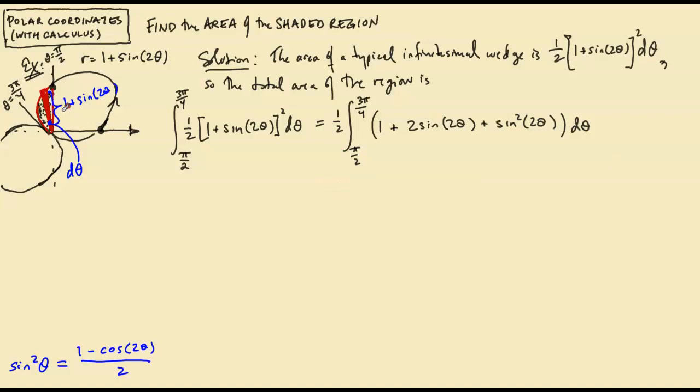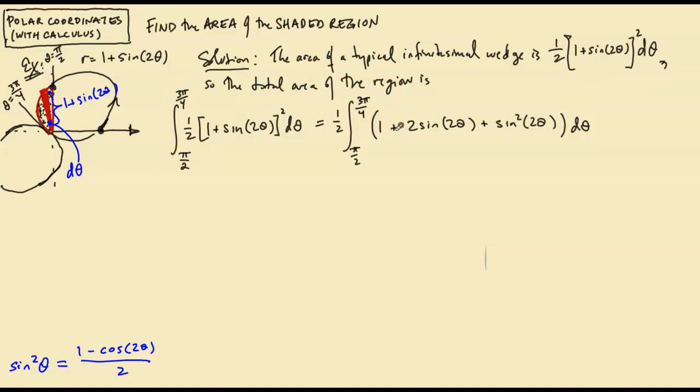We were trying to find the area of this region, so we broke it up into infinitesimal pieces. Those were little wedges. We found the area of a typical wedge using that usual old formula. We added all those up as theta ran from pi over 2 to 3 pi over 4, and that gave us this integral. We expanded this out, and now we still need to do the integration.